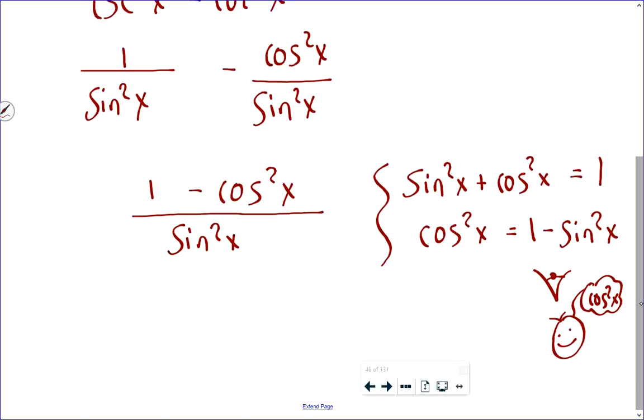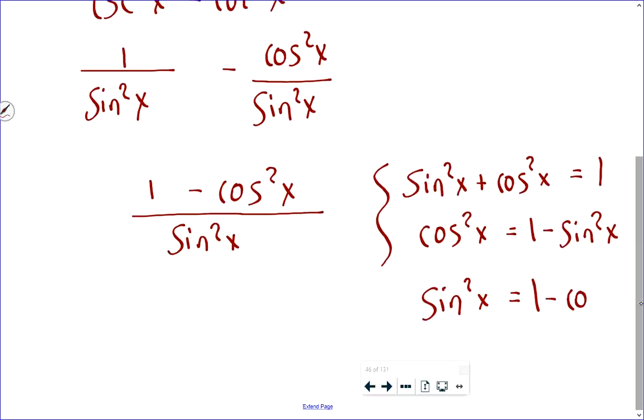In other words, this identity of sine squared plus cos squared equals 1 gives a second identity: cos squared of x equals 1 minus sine squared of x. And it's a third identity: sine squared of x equals 1 minus cosine squared of x. All I'm doing is rearranging this top identity by subtracting cosine squared of x.